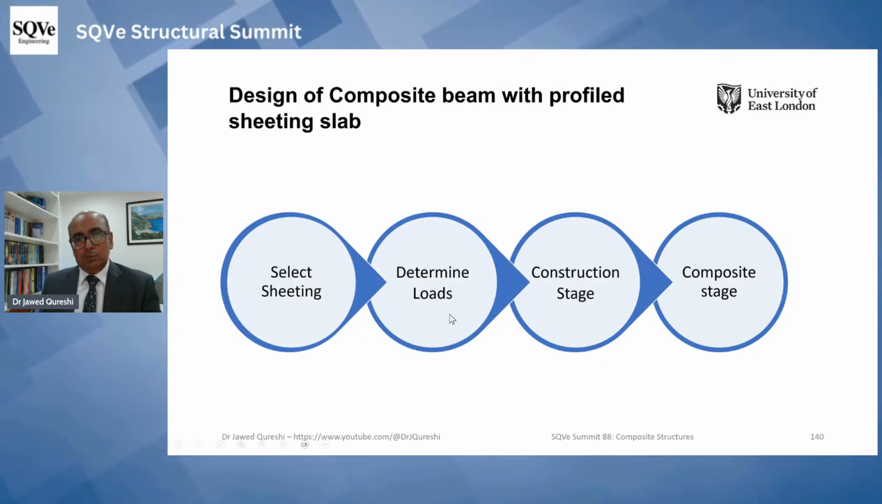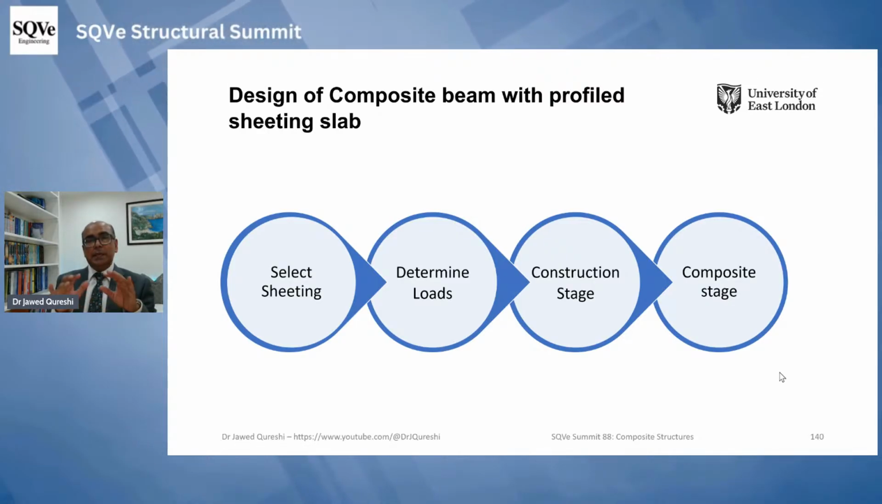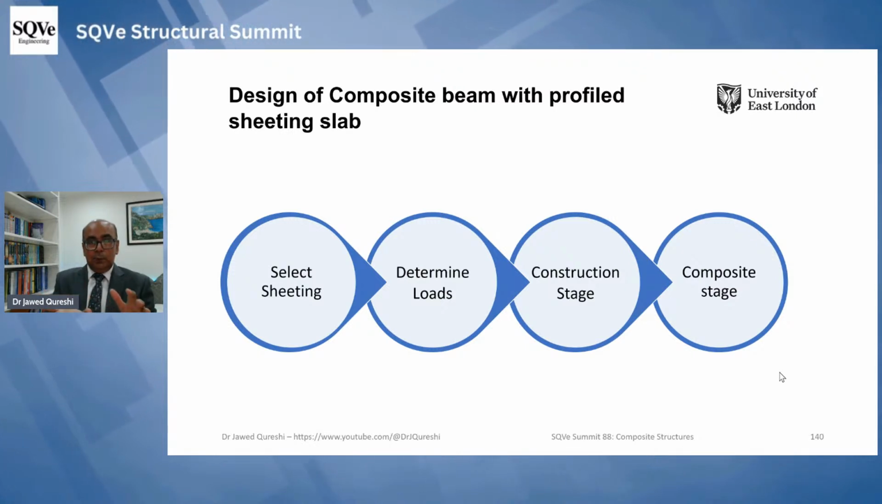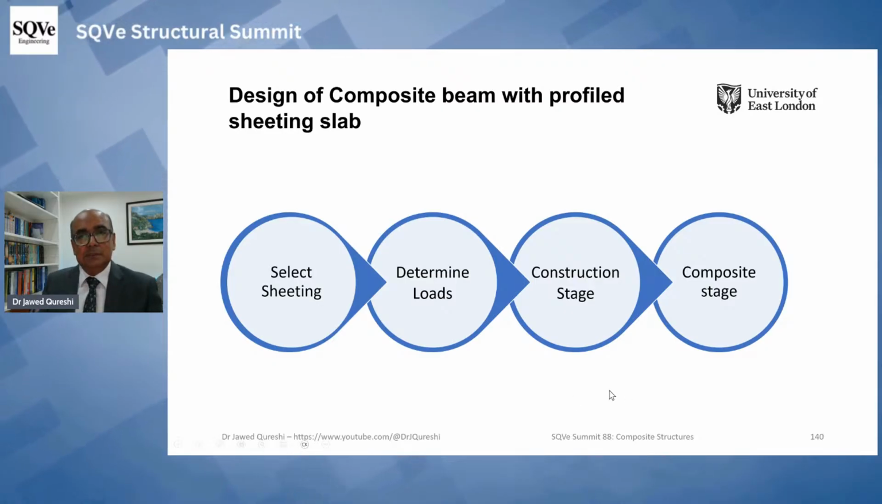Then we have to determine loads. Then we have the construction stage, then the composite stage. Now, what is the difference between construction and composite? The key difference is that at the construction stage, we have to ensure that the sheeting is sufficient to take loading from people, workmen, and wet concrete. So wet concrete is considered a live load. In the composite stage, the same concrete is considered a dead load. So this is the difference.